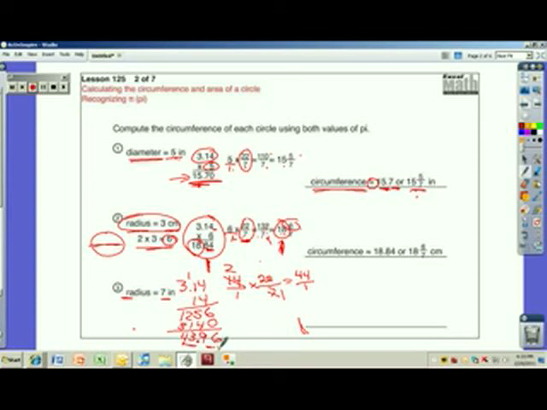Okay, so I'm going to write here, circumference is approximately equal to 43.96 inches, or 44 inches. Okay, make sure you have those answers written just like that before you move on.